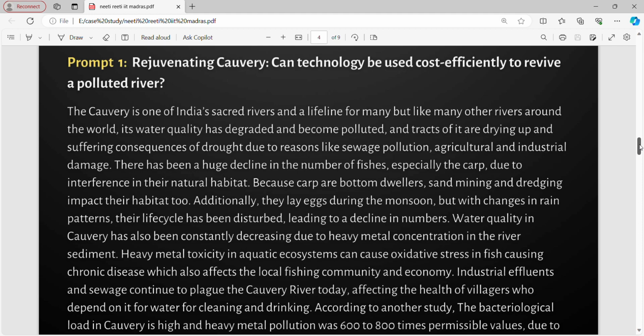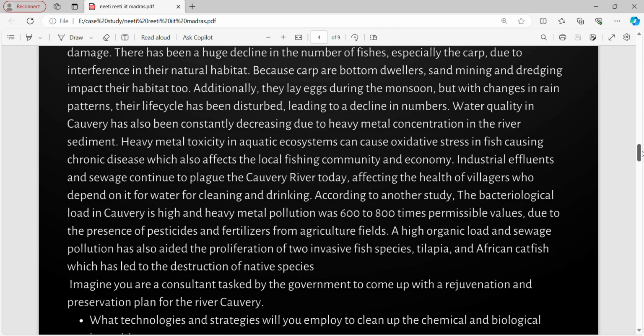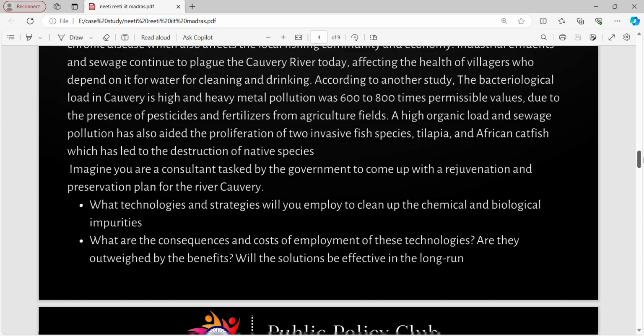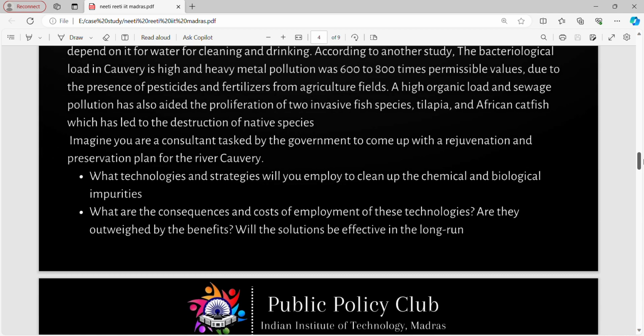According to another study, the bacteriological load in Kaveri is high and heavy metal pollution was 600 to 800 times permissible values due to the presence of pesticides and fertilizers from agricultural fields. High organic load and sewage pollution has also aided the proliferation of two invasive fish species, tilapia and African catfish, which has led to the destruction of native species.